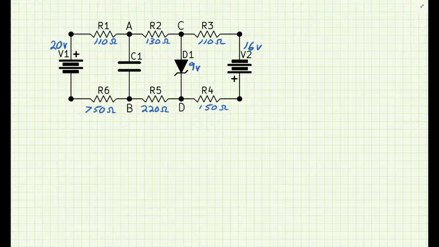So I've got two power supplies. I've got resistors all the way around the outside, and then in the middle I've got a capacitor and a diode. Now the capacitor, there really isn't any information given, so I just have to think about what the capacitor rules are based on what is given.